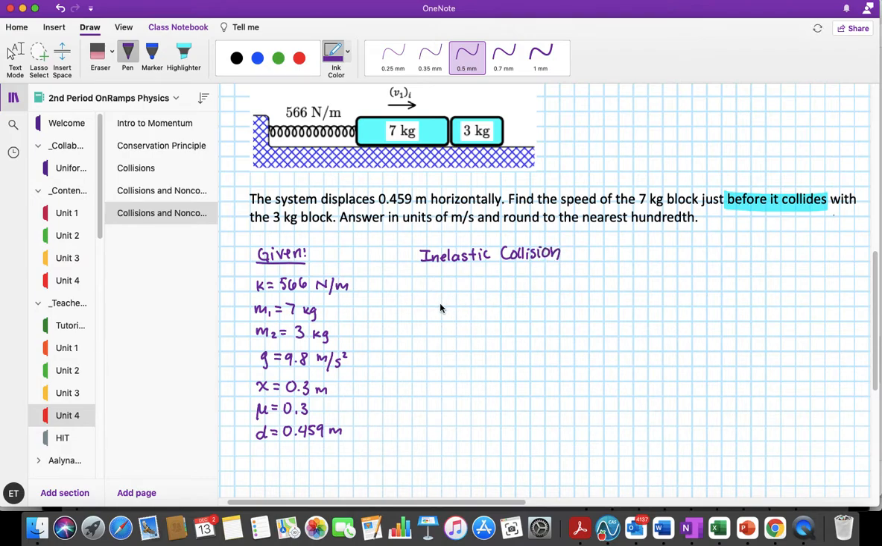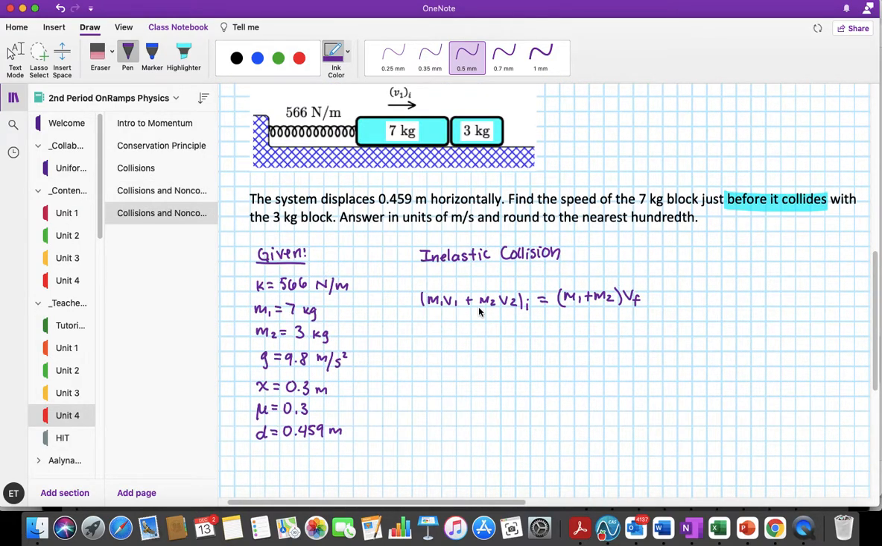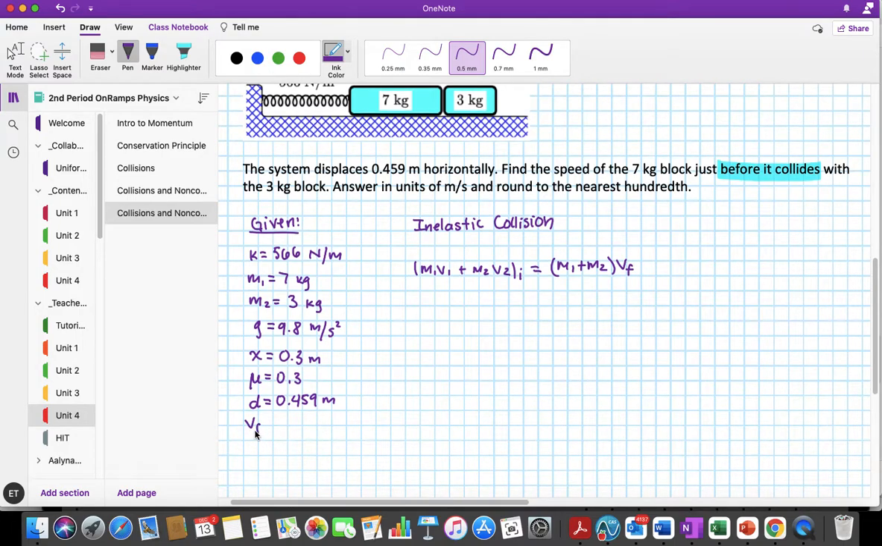I'm going to write the whole thing, okay? Mass 1 times velocity 1 plus mass 2 times velocity 2 before the collision, or we use the letter i for initial, right? Before the collision. This represents the collision, right? They collide, and that is mass 1 plus mass 2, because they stick, times the velocity final. That's why I said I'm going to keep this notation, because we know from the previous problem that the velocity final is 1.64 meters per second. That is from the previous problem.